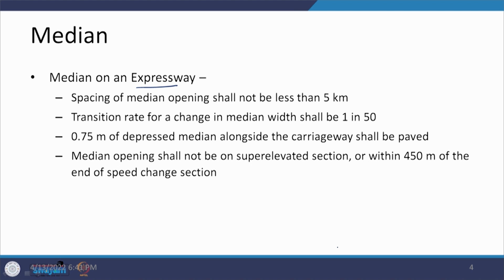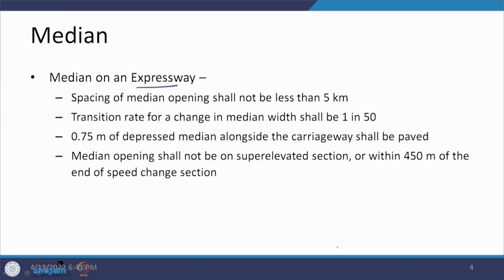Then on the depressed median side, whatever the carriageway is there, a strip of 0.6 meter was provided previously, now it is 0.75 meters. And the median openings shall not be provided on the super elevated sections or within 450 meters of the end of the speed change sections. So, this is another restriction being defined in the case of expressways.